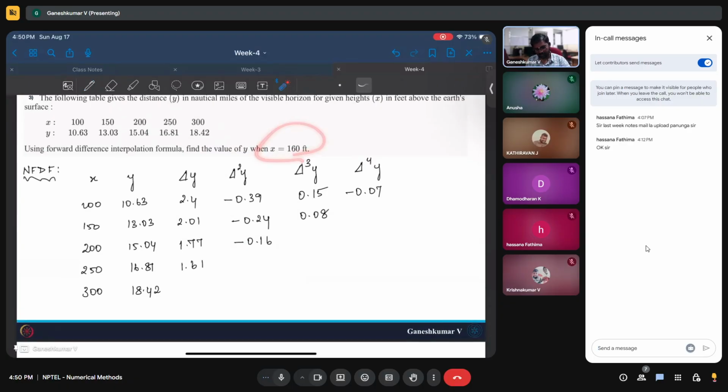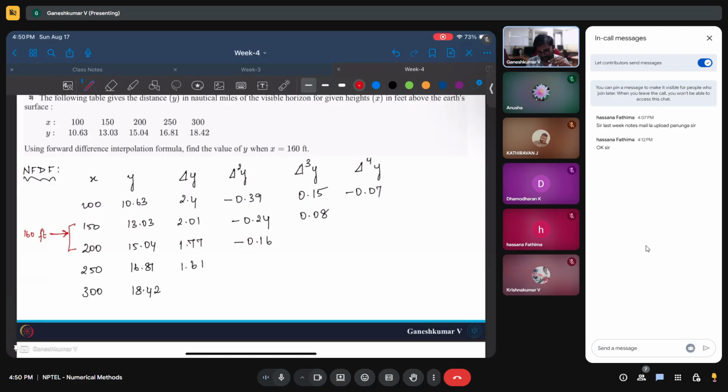We were asked to find what is the y value at x equal to 160. So 160 is somewhere between this and this. So 160 is over here. 160 feet. So your xp is going to be 160.